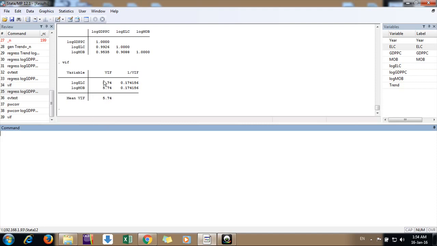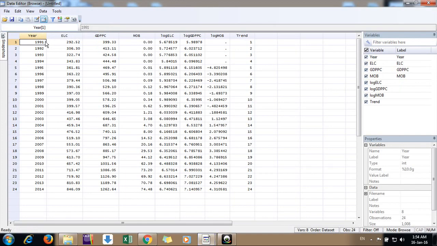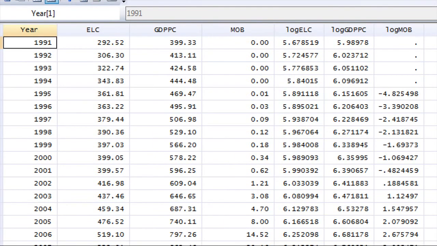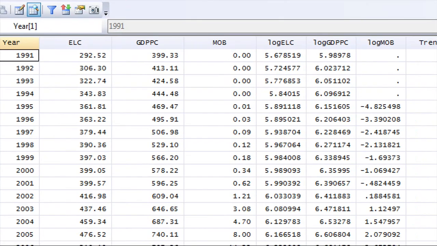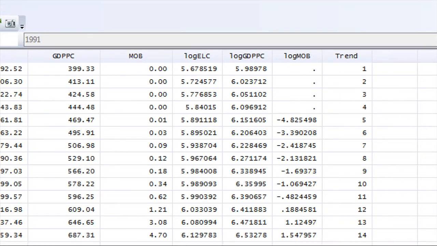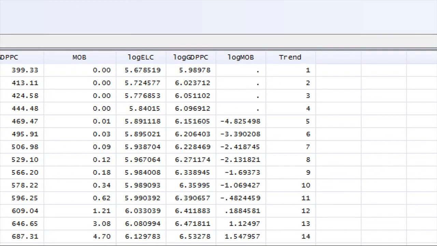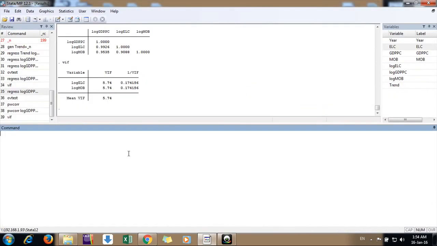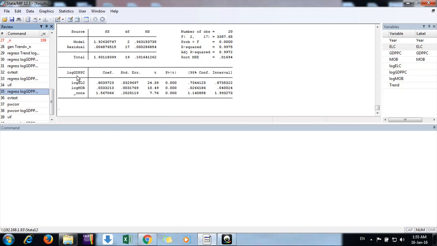So for that purpose, the description of the data is: we have annual data points, years, then electricity data, GDP per capita data, mobile subscriber data, and their logged values and trend values. I want to run a regression of their log values, where GDP is our dependent variable and the independents are electricity and mobile. So this was our model: GDP is the dependent variable and the independents were electricity and mobile.